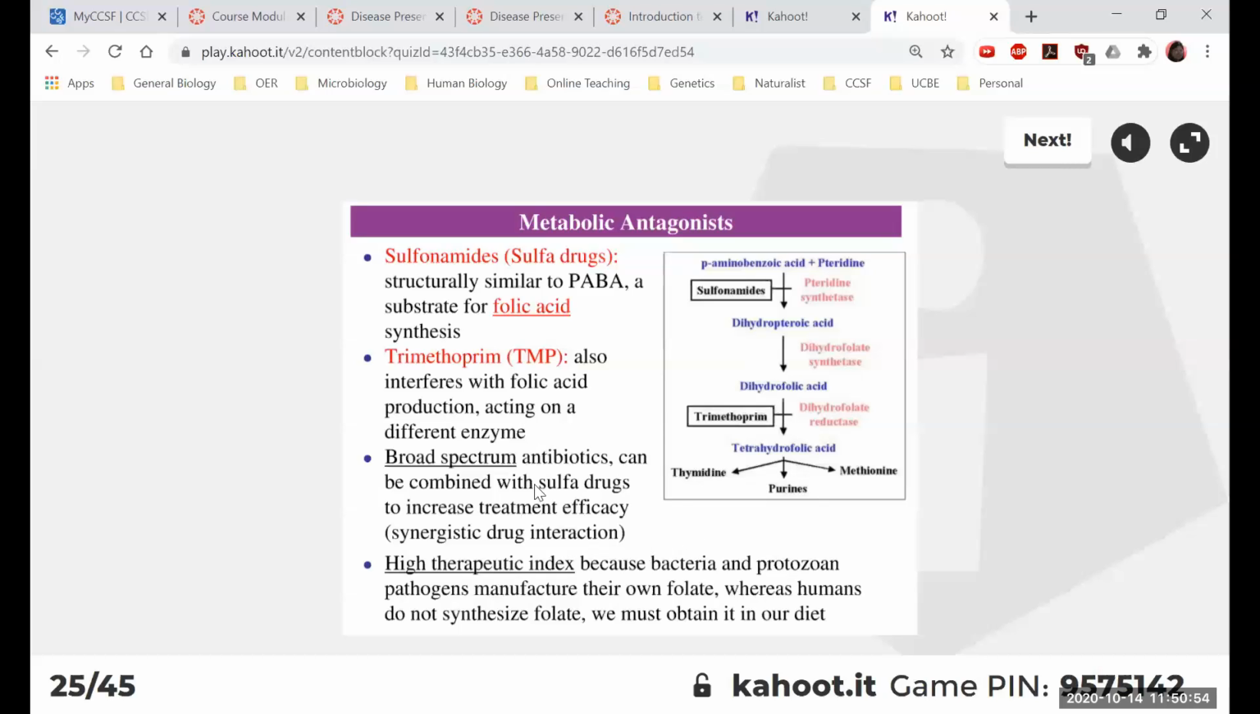The sulfur and TMP, these metabolic antagonists, have a very high therapeutic index, and that's because even though folic acid is also required in our body, our cells do not synthesize folic acid. We take in folic acid from our diet. This is why, for pregnant women, for example, doctors will often caution you to make sure you have enough folic acid in your diet, because we don't have this pathway to synthesize folic acid. We get the folic acid from our diet. So that's why drugs that target this pathway do not have a lot of effect on our body. So the drugs end up having a pretty high therapeutic index.